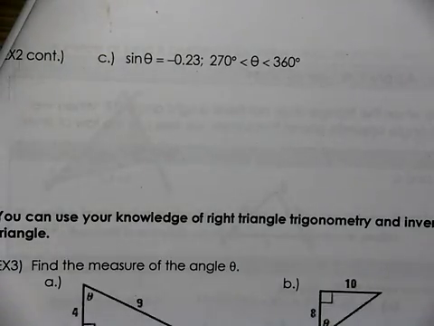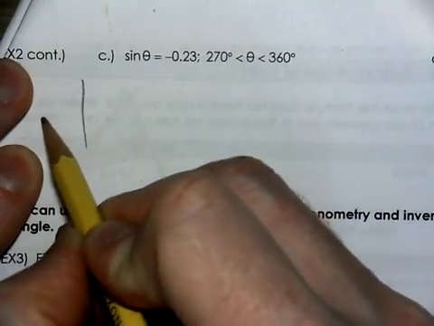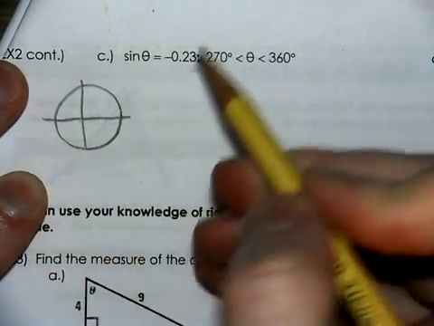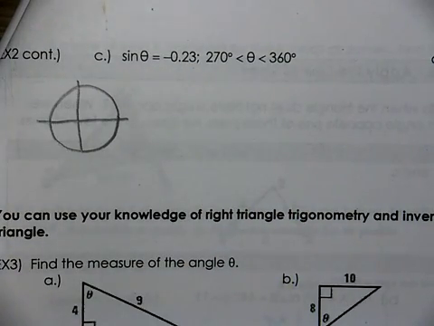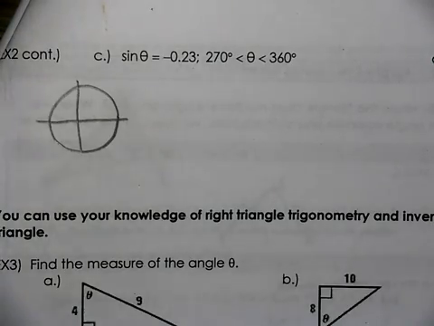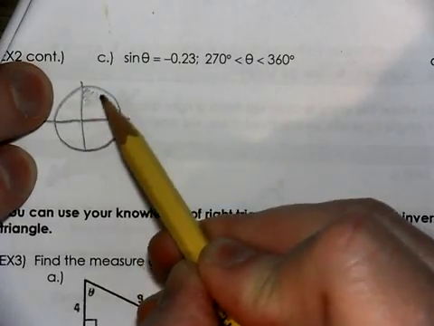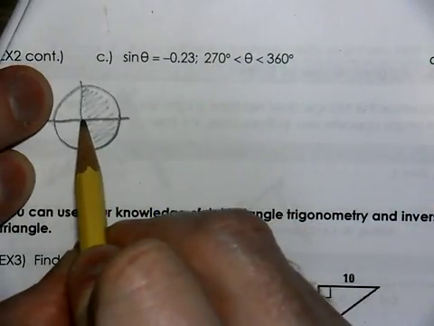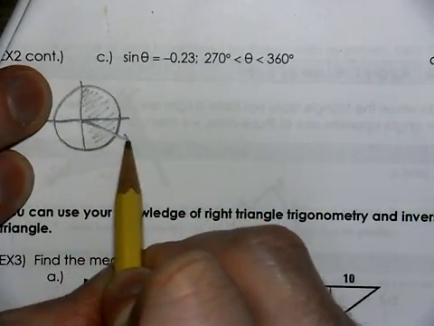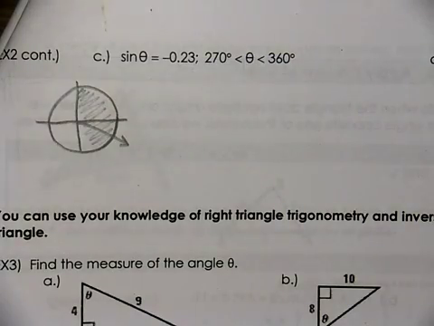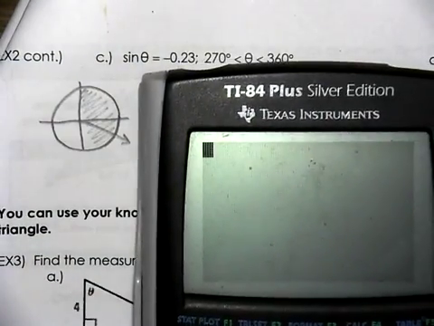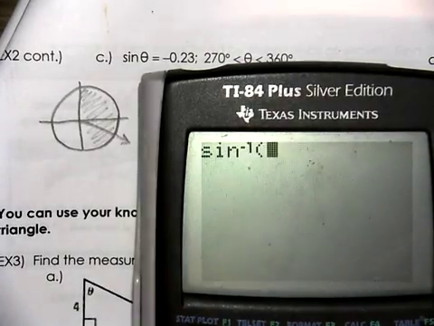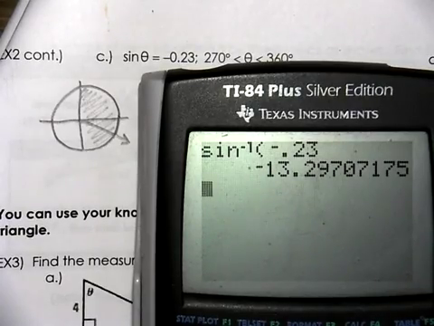On the back side, we're looking for a sine value at negative 0.23. Now, that's not a degree, that's the value of sine. So that's your y value, negative 0.23. So sine, typically we know, is in your first quadrant or fourth quadrant. Negative sine is going to be down this way. So we'll use our calculator to help indicate what that is, because these values are not part of our unit circle. So sine inverse of negative 0.23 gives us an answer of negative 13.30.